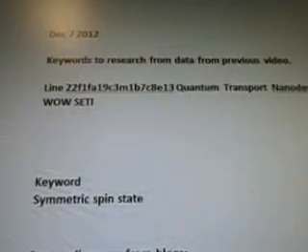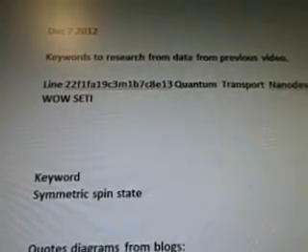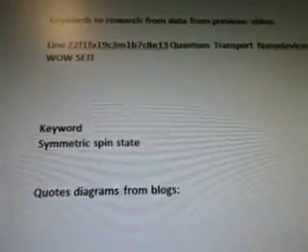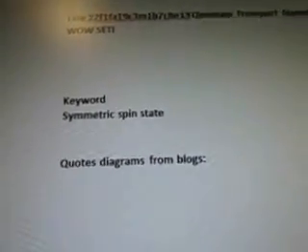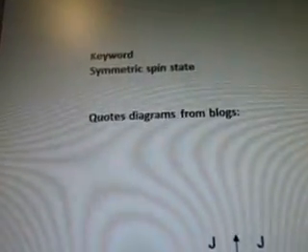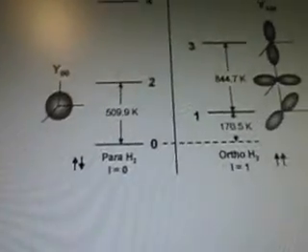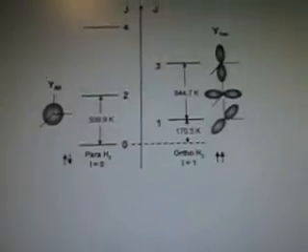That particular video has been broken down into about 17 videos because there were so many keywords that came up in it, okay? So the next 17 videos are going to be about the keywords and formulas from that one video. The keyword is symmetric spin state. The quotes and diagrams are from blogs. Here's a diagram here to look at.